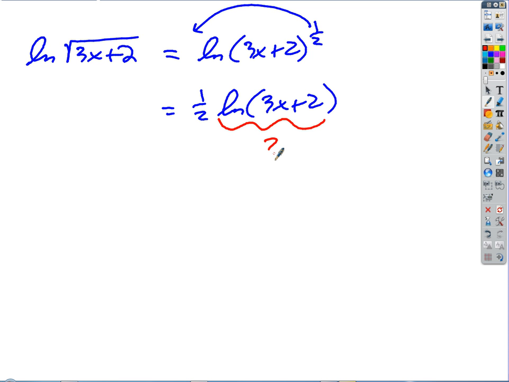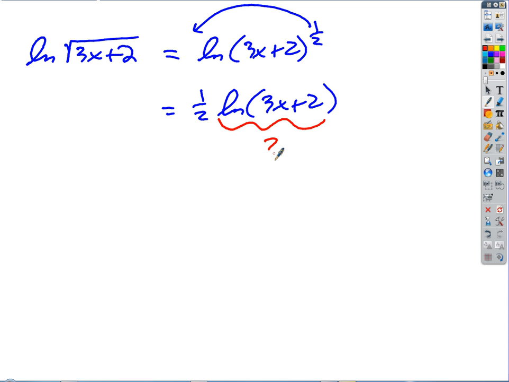So it seems like logs should be able to simplify everything. But what happens when you get to the bottom of the ladder? Can you take it down a rung from there? No, you can't. You can go from powers to products, you can go from products or quotients to sums and differences, but you can't go any lower than that. So we're stuck with that. That's right.